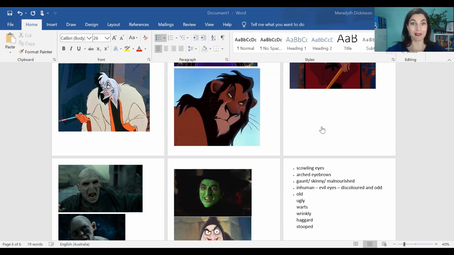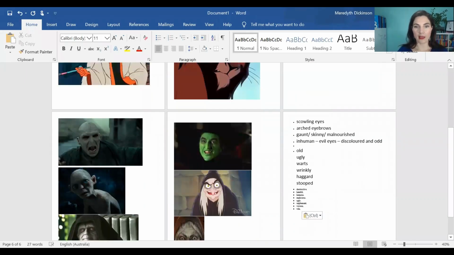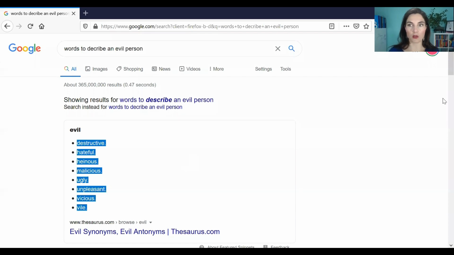So you're just going to do something as simple as words to describe an evil person, or destructive, hateful, heinous. So that means like evil. You did heinous crimes. Malicious, maleficent, malicious. That means they did something really nasty. Ugly, unpleasant, vicious, vile. So there's some really good words there. So I'm going to take them. I'm just simply going to copy and paste that over into my list. And let's see if there's anything else.